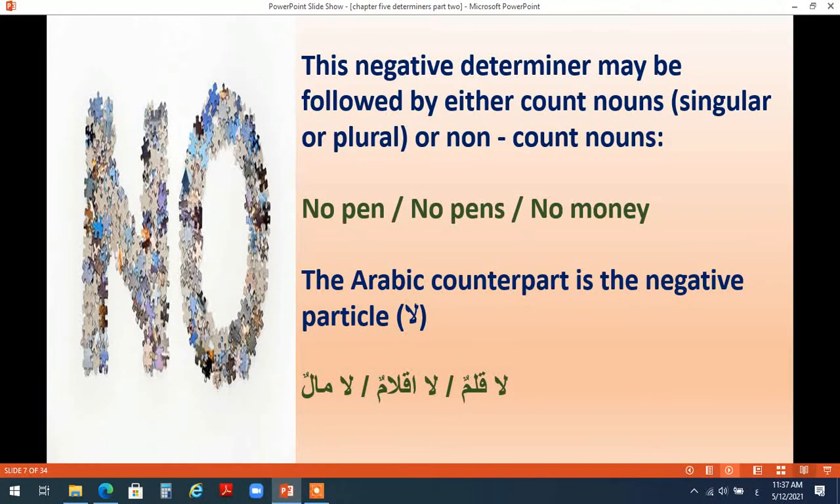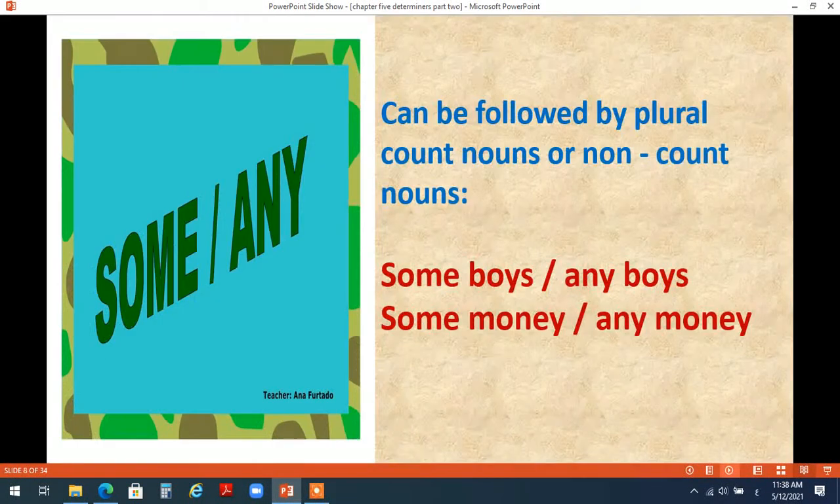The Arabic counterpart is the negative particle لا. إذن يقابلها في اللغة العربية أداة النفي لا. ممكن نقول لا قلم، لا أقلام، لا مال. This is how we have the Arabic counterpart.